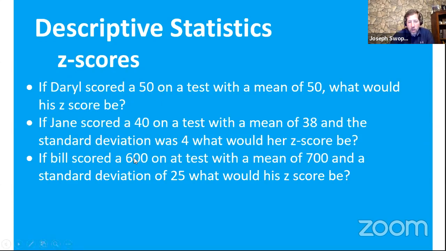If Bill scored a 600 on a test with a mean of 700, that means he's below the mean. Okay, the question is, how far below the mean is he? Well, his standard deviation is 25. Well, the difference between Bill's score and the mean is 100. Well, that's 4 standard deviations below. Bill did not do very well on that test. Poor Bill.